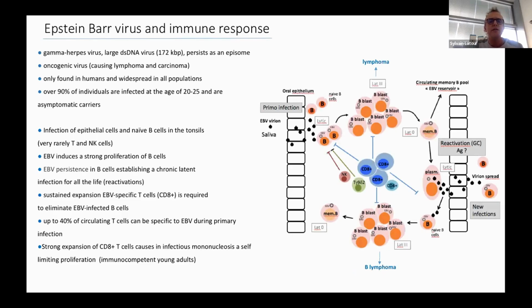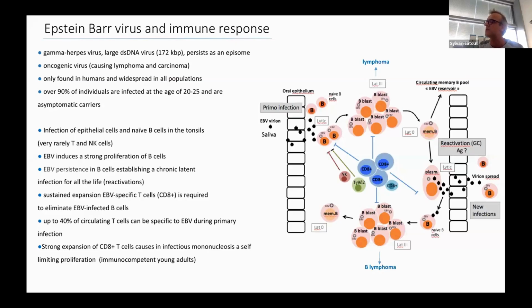Regarding the immune response to EBV infection, the primary infection occurs in the tonsil, and the target cells are the epithelial cells and the naive B cells, and rarely EBV also infects T and NK cells. EBV is very unique by its capacity to induce a very strong proliferation of infected B cells during the first steps of the infection. And these EBV-infected B cells strongly proliferate and are rapidly eliminated by CD8 cytotoxic T cells.